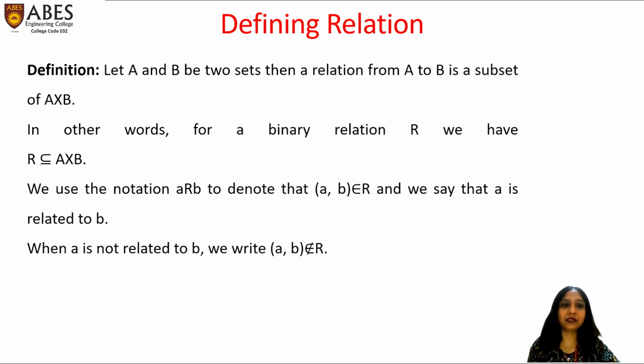Suppose we have two sets A and B. Then the relation from set A to B is a subset of the Cartesian product A cross B. We first take the Cartesian product of A and B, then the relation will be a subset, or it may be a proper subset, of it. We use the notation a R b, or we can denote the relation by (a, b) belongs to R. In that case we say a is related to b. If a is not related to b, then the notation is (a, b) does not belong to R.